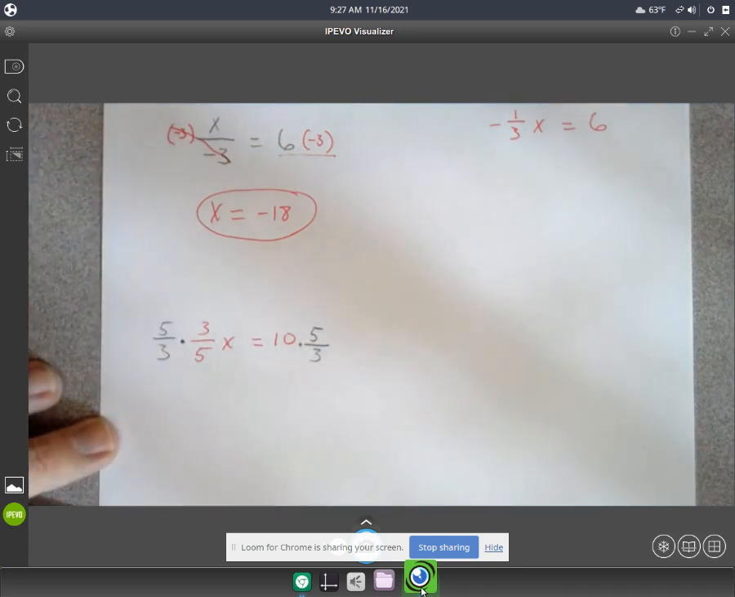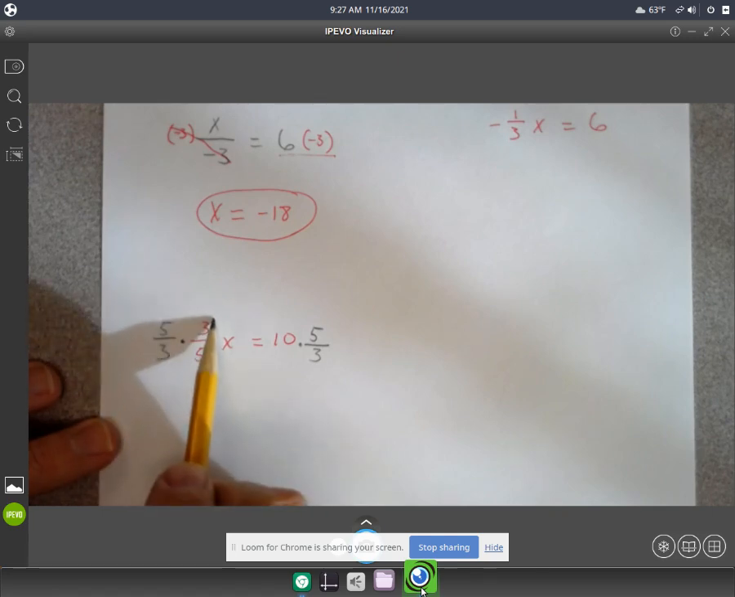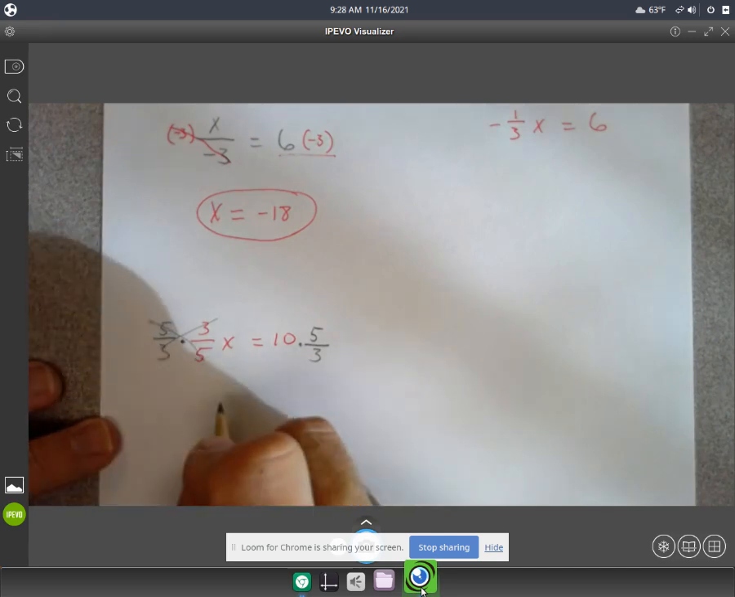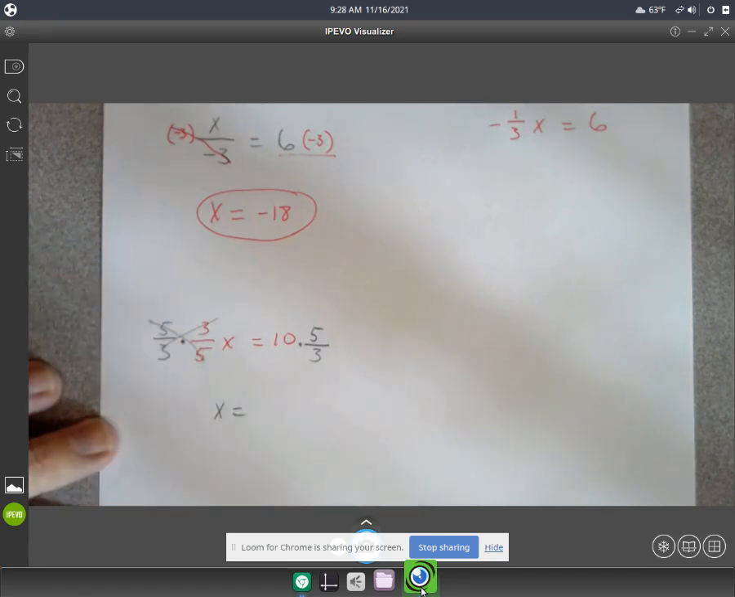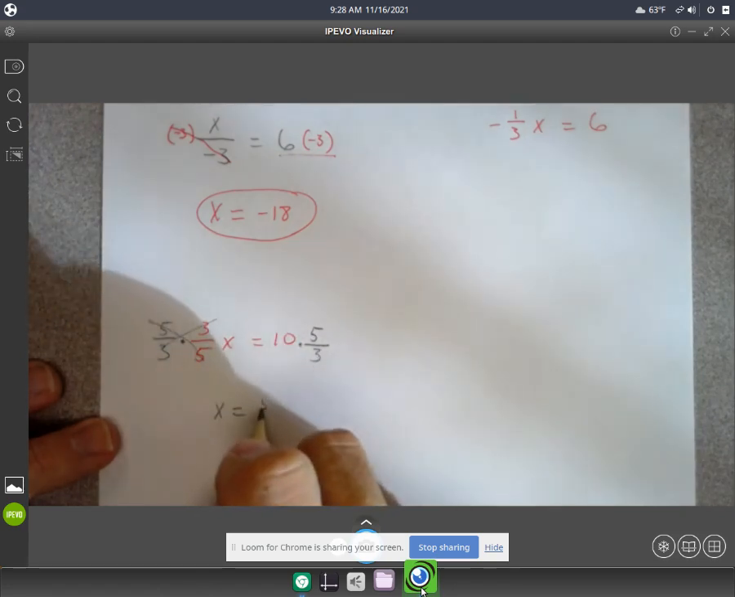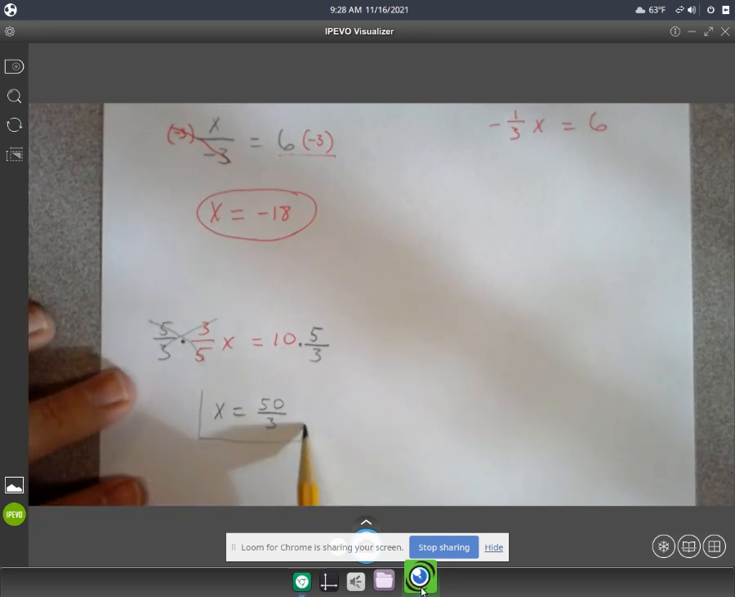All right, I get 15 over 15, which just cancels down to 1. All right, those two are just going to cancel each other. So I'm left with x equals, and then to figure this out, I'm just going to do 10 times 5 and then over 3. All right, 10 times 5 is 50 over 3. Now I can't simplify that anymore. If I could, then I would, but yeah. So 50 over 3 is my answer.